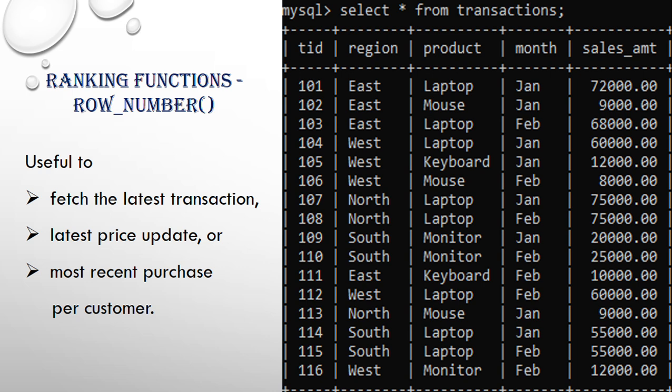First we have row number. Row number assigns an individual number to each record. It is useful to fetch the latest transactions, to fetch the latest price update or the most recent purchase for a customer. So to demonstrate row number, I would be considering the transaction table which is as follows.